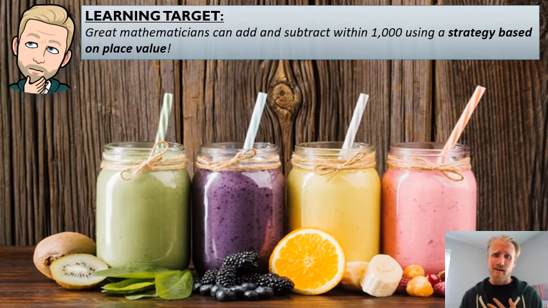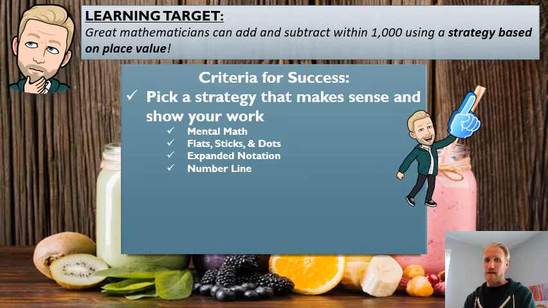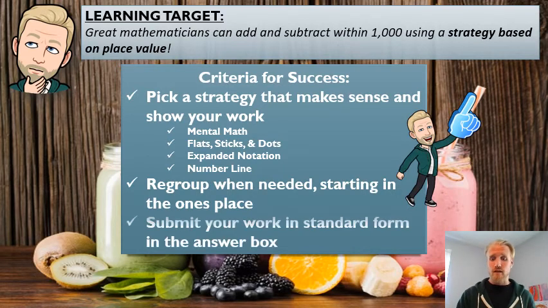Those look tasty. All right, so again, today, guys, our learning target is to make sure that we add and subtract within 1,000 using a strategy based on place value. You saw how I broke it up into tens and hundreds in both those examples. So make sure that you're, first of all, picking a strategy that makes sense and show your work. I use a little bit of mental math. I use a little bit of expanded form. Regroup when needed, always starting in the ones place or the lowest place value. In the last one, there were no numbers in the ones place, so I just started in the tens place. And then lastly, make sure you submit your work in standard form where it asks for it. There are a few questions where you're going to be writing in how many tens or how many ones. So just read carefully.